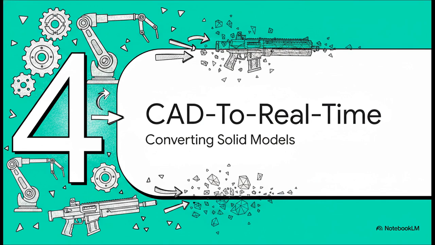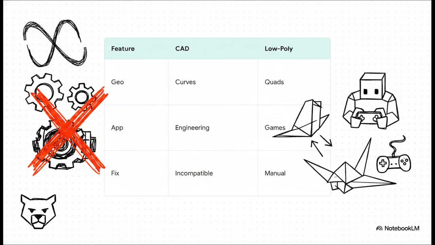Moving right along to CAD to real-time workflows. A massive chunk of the tasks you'll get on Wildcat involves converting solid parametric CAD models like industrial mechanical parts or weapons into game-ready assets. But there is a fundamental disconnect here. Think of CAD models as infinite mathematical curves built for engineering and manufacturing. Game engines just cannot read them natively. Real-time models are their lightweight, optimized origami counterparts, built from quad-dominant polygons. You can't just hit an automated export button.